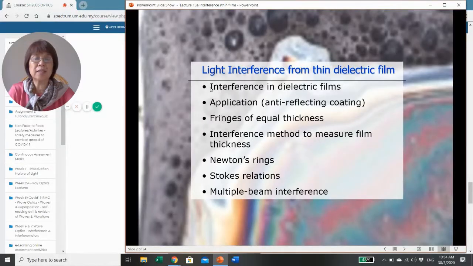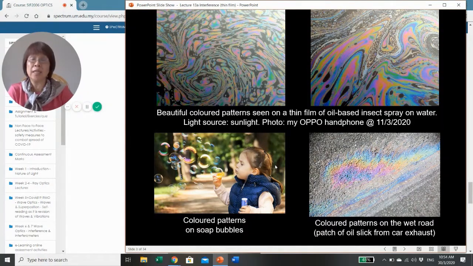So this is the detailed content of this lecture here. We will also look at Newton's ring as well. Now, these are beautiful colored light patterns which I took pictures of, these top two pictures, after I sprayed this oil-based insect spray on top of water in a water collection tank, and the sun was shining at an angle, and I saw these beautiful colors, and I decided to take those pictures and see how colorful they are.